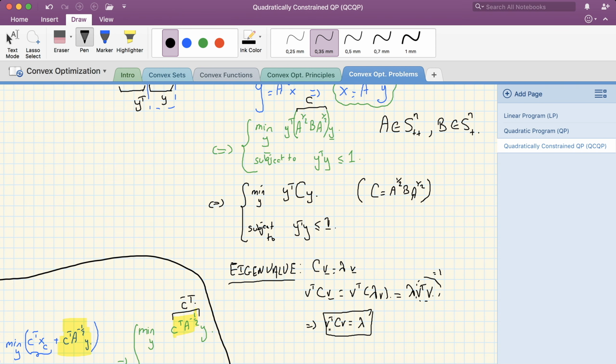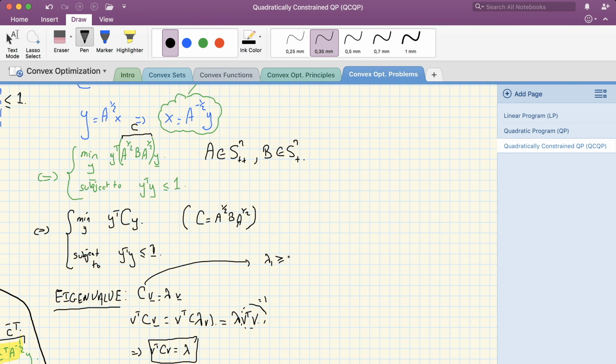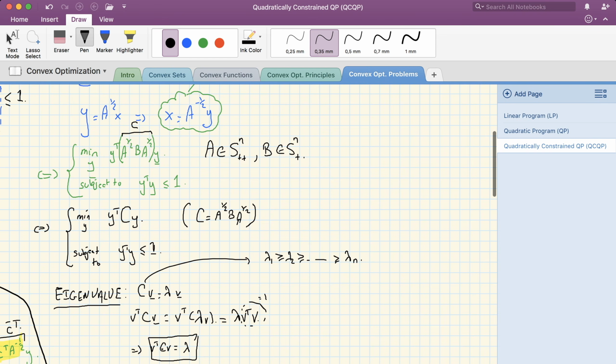Now, why am I writing this? If we denote lambda 1 greater than lambda 2 greater than down to lambda n, those are the ordered eigenvalues of C. And we just saw that this inner product, V transpose CV, which is of the same form as Y transpose CY, could be seen as an eigenvalue if you choose Y to be an eigenvector. Since we're minimizing, we want to choose the smallest eigenvalue, lambda n, right? So if I choose Y to be the eigenvector corresponding to the smallest eigenvalue, call it Vn or Vmin, in that case, your lambda n could be denoted by lambda min.